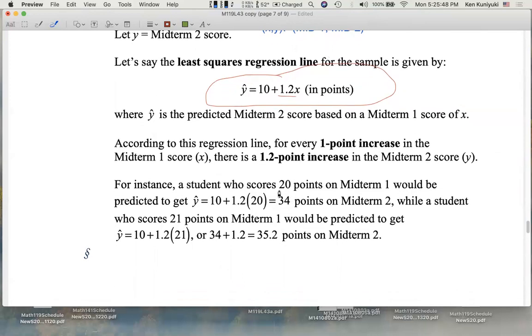So for example, a student who scores 20 points on midterm 1, if you plug that in, is expected to get 34 points on midterm 2, while a student who scores 1 more point, 21 points on midterm 1, would score 1.2 more points, 35.2 points on midterm 2. For every 1 point increase in x, there's a 1.2 point increase in y, the slope.